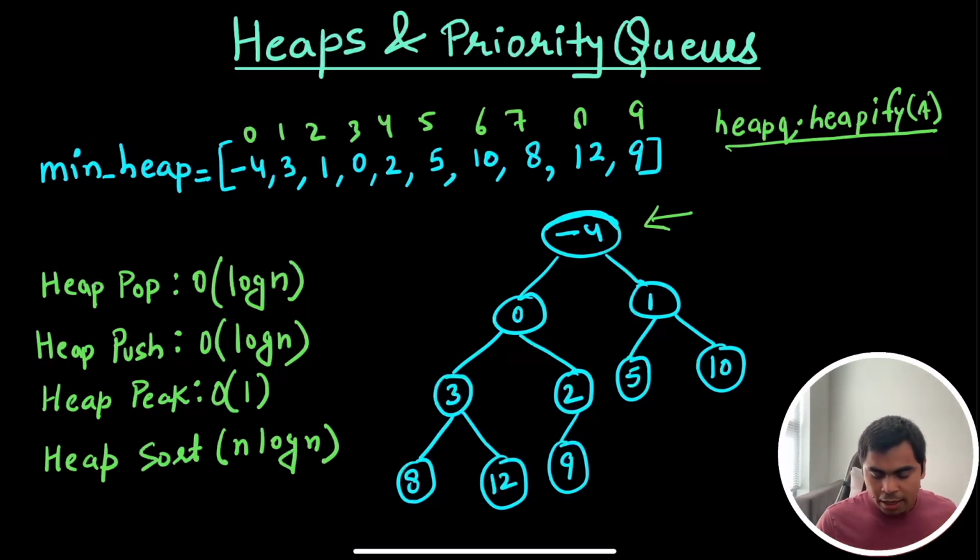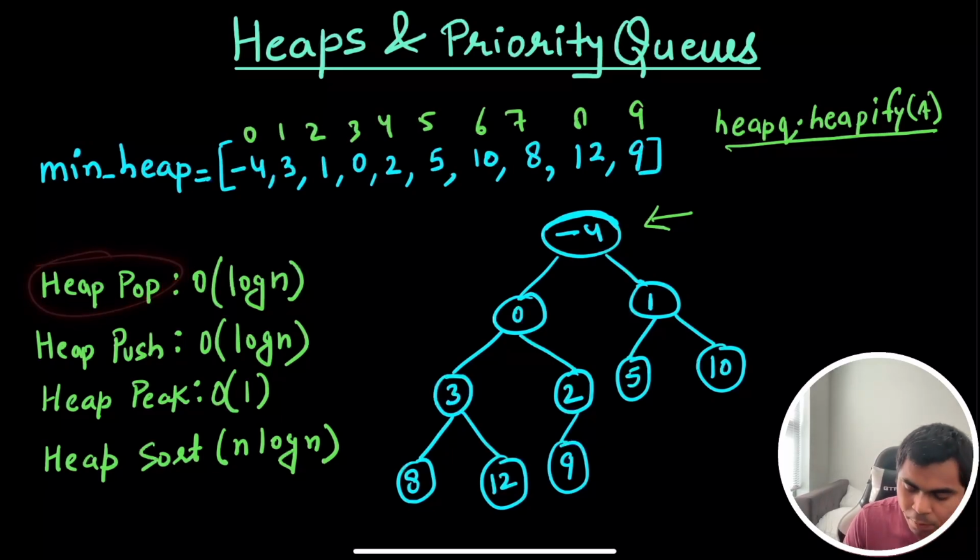Now if you want to pop something, because that's the reason it's called heaps, min heap and priority queue. The reason is you have given priority to your minimum element and it's sitting right on the top. Because it's sitting right in the front of your heap queue, if you want to access the minimum element, you will do a heap pop operation.